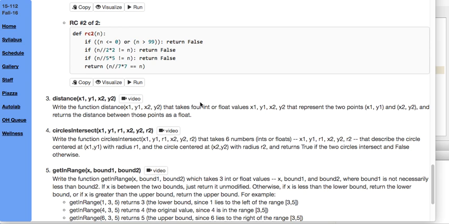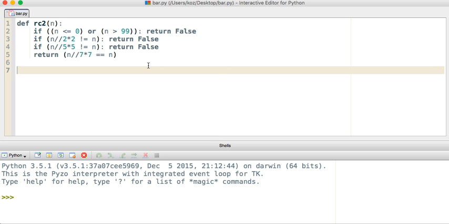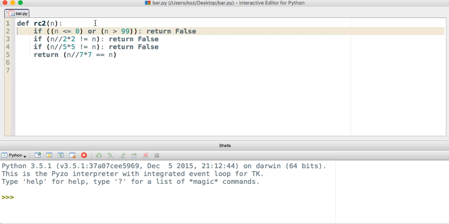Okay, let's do rc2. Can we find the value of n such that rc2 of n returns true? Here's the function. Let's get going. To begin with, we know that it's got to be positive. It can't be less than 0 or equal to 0, so it has to be positive, and it can't be greater than 99. So it's a 1 or 2 digit positive number.